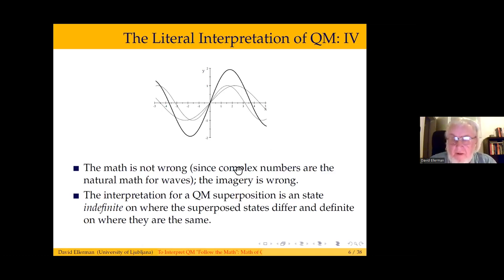The complex numbers are used, I think, basically because they're the algebraically complete extension of the reals, and the complex numbers are the natural mathematics in which to describe waves. So the math of the wave function and all that is not wrong. It's just the imagery that people attach onto that, as in the sum of two waves is another definite wave, that is wrong. So the interpretation one should give to quantum superposition is a state that's indefinite. This is like neither definitely here nor definitely there. And so you could say where the superposed states differ, it's indefinite, and it could be definite where they're the same.